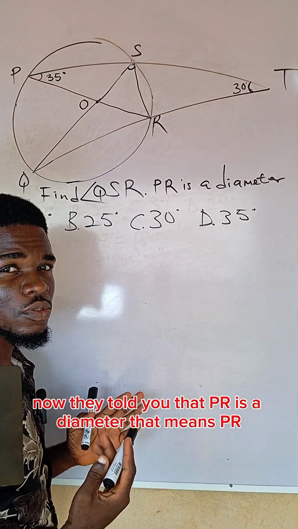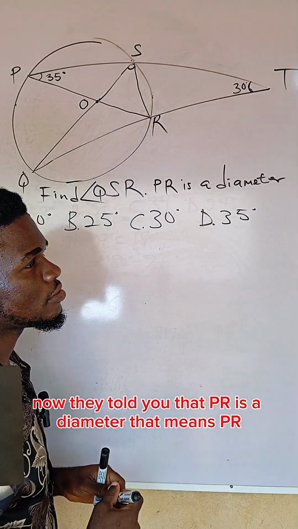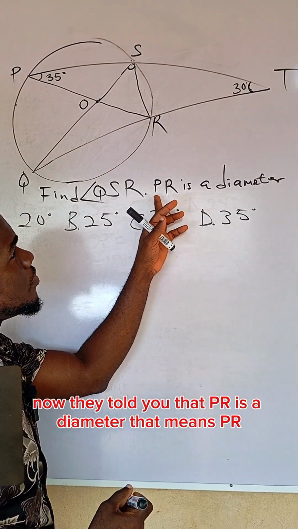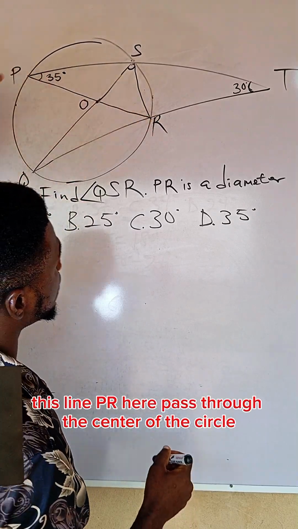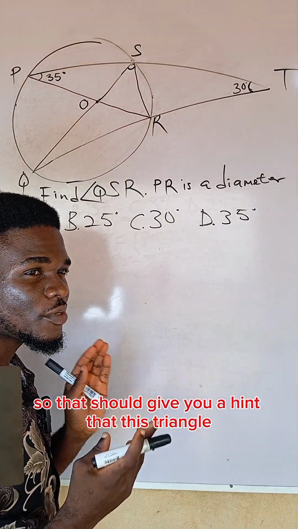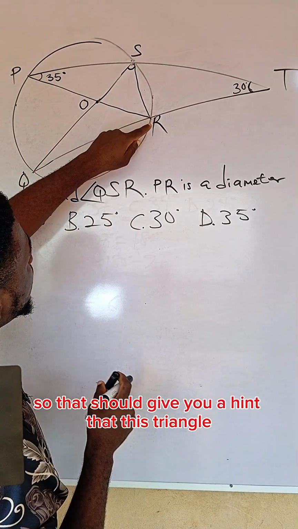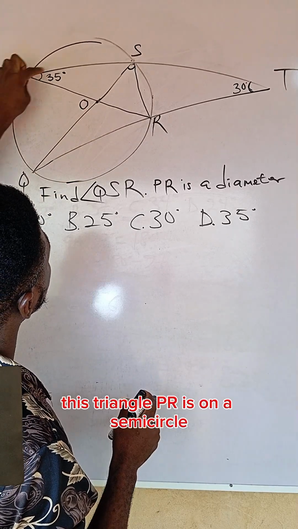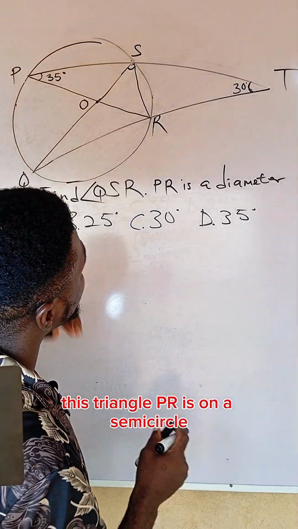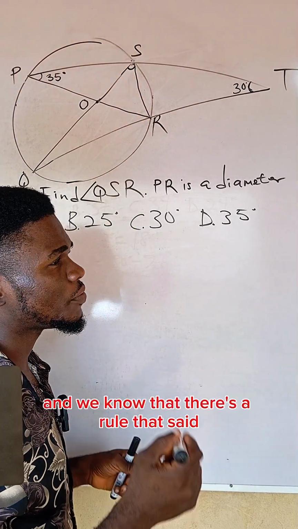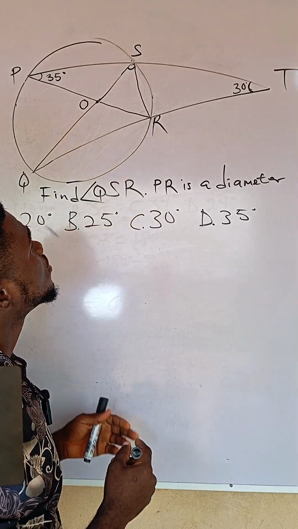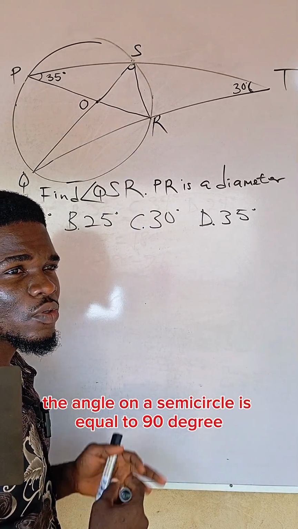Okay, now they told you that PR is the diameter. That means this line PR here passes through the center of the circle. So that should give you a hint that this triangle PSR is on a semicircle. And we know that there's a rule that says the angle on a semicircle is equal to 90 degrees.